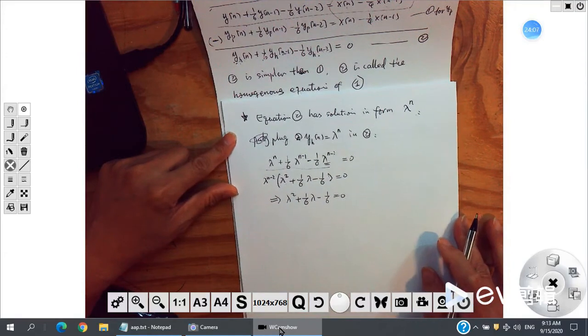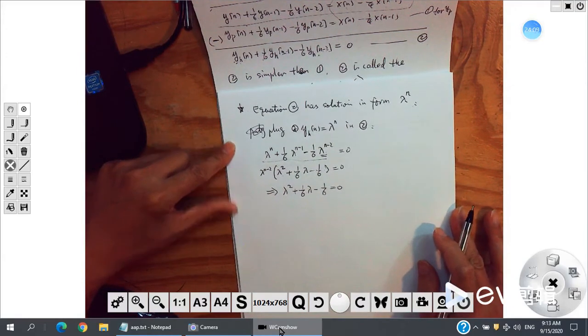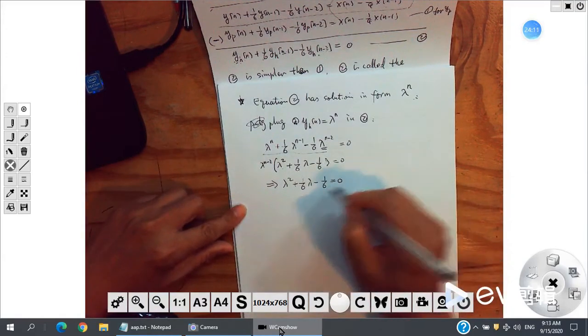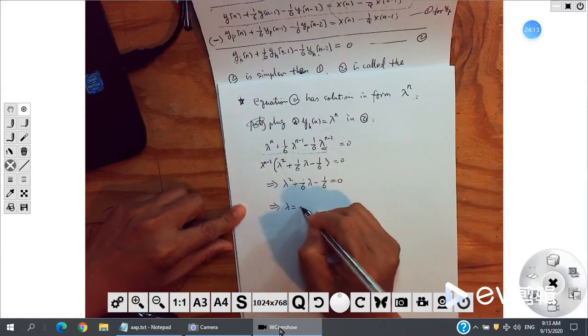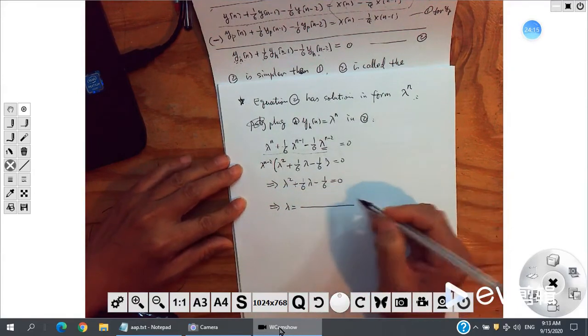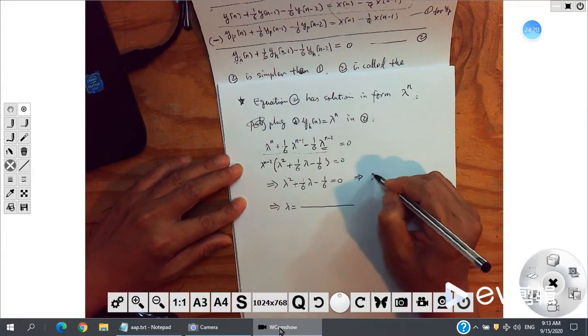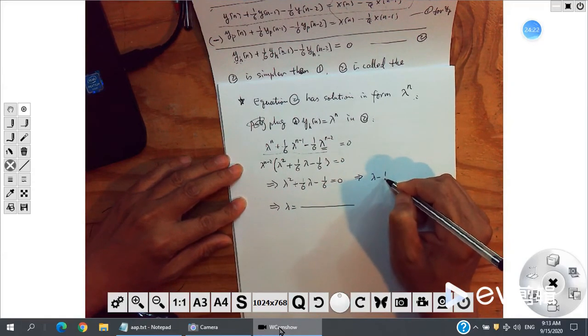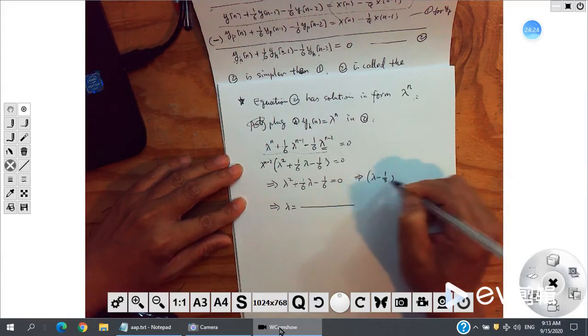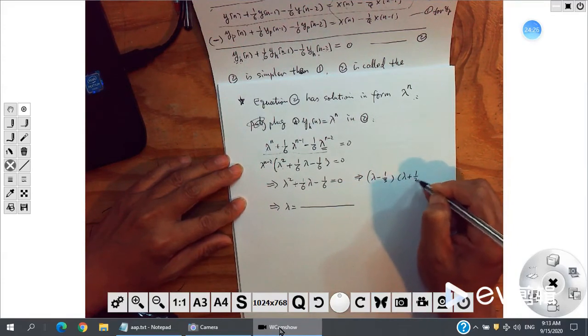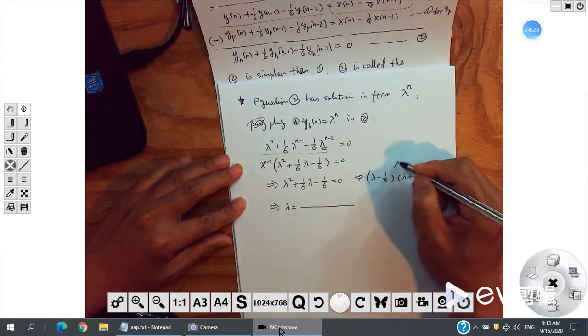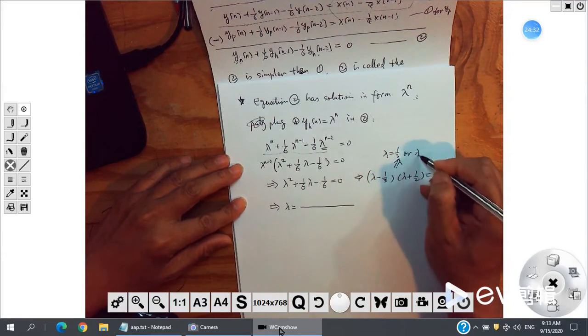Alright, now we know how to solve it, right? We know how to solve it. We have lambda equal to, actually I could write this way: this is lambda minus 1/3 times lambda plus 1/2 equal to 0. So we have lambda equal to 1/3 or lambda equal to negative 1/2.